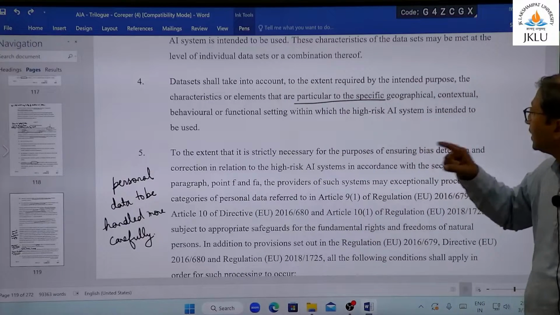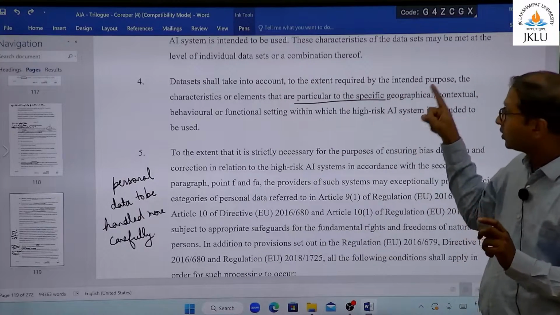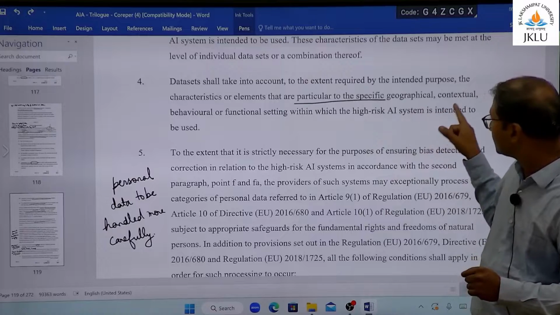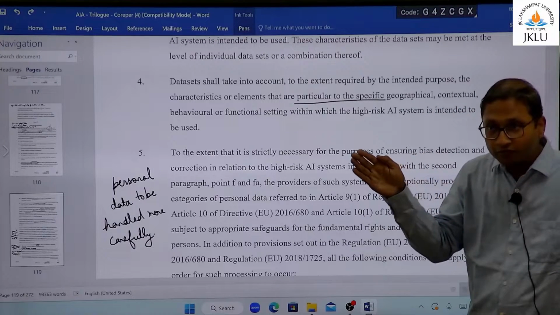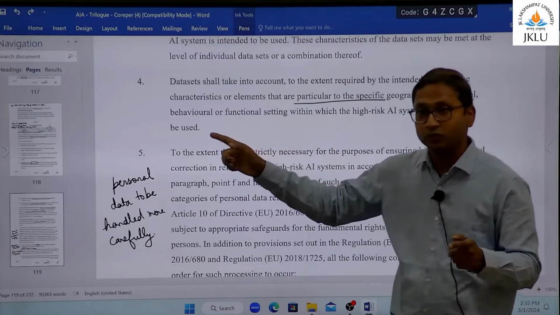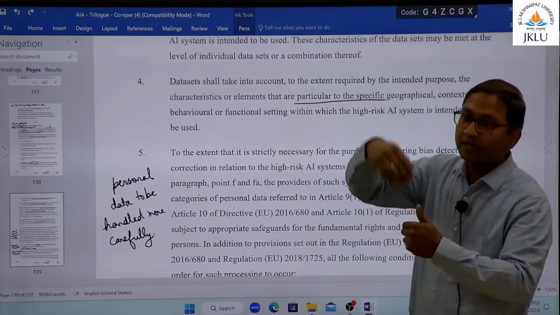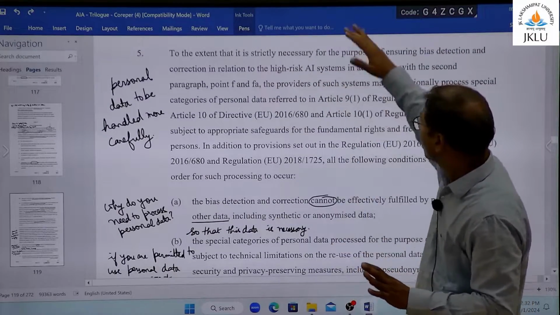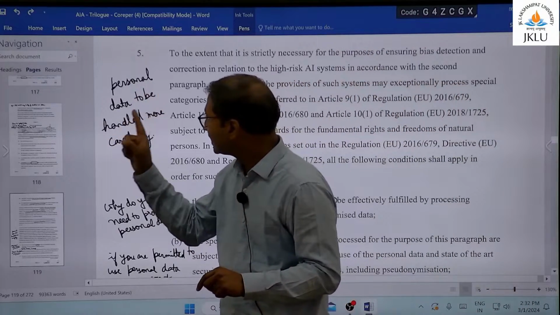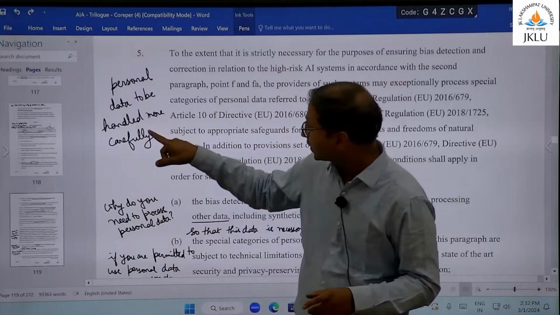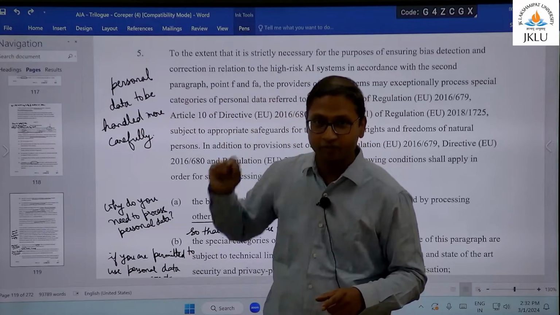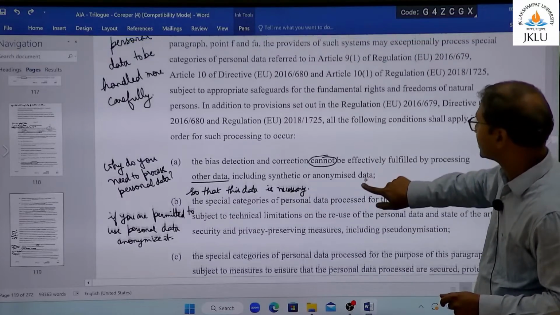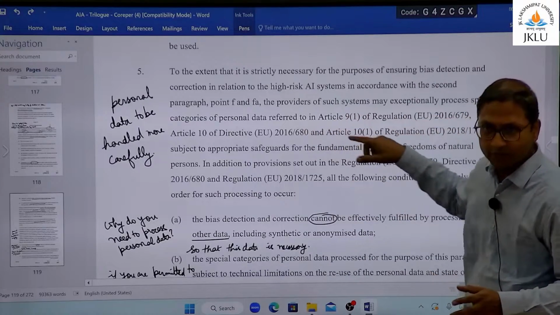Okay? So, you have to take into account the specific geographical, contextual, behavioral or functional setting within the high risk AI systems, and of course, everything should fit within the intended use. So, of course it cannot lie outside the intent of use. This whole thing just says that the personal data has to be handled much more carefully. And basically this refers to various articles of GDPR.